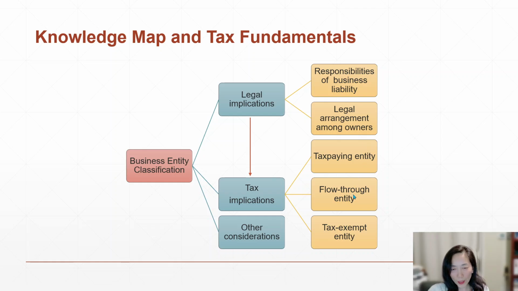If they're not paying tax, more than likely it's a flow-through entity, and the owner will pay tax. And the third type is the tax exempt entity. That means the entity by itself is exempt from taxation in general. So again, when you read the chapter, you want to put a special focus on the tax implication, because we're in a taxation course. However, it's good to understand the background of the legal implications, because the legal implications could have a bearing or impact on the tax implications.